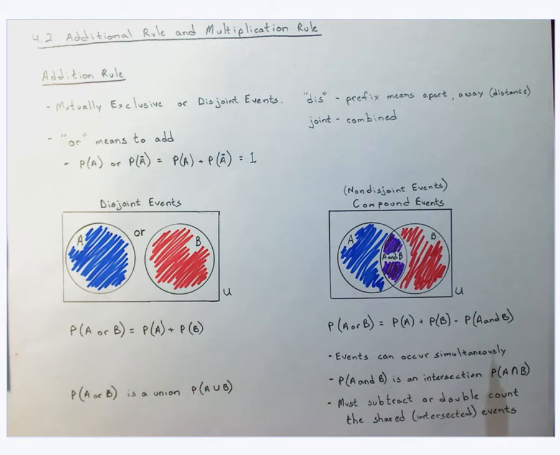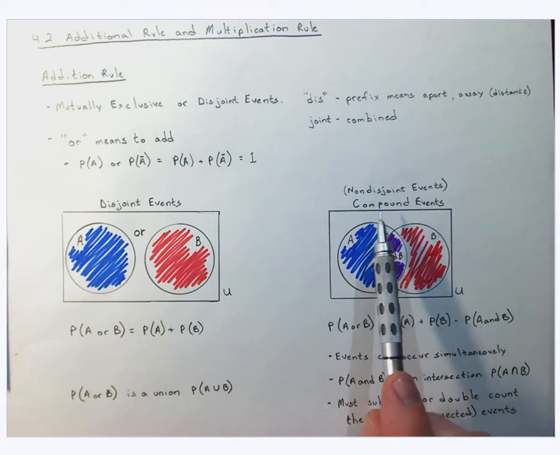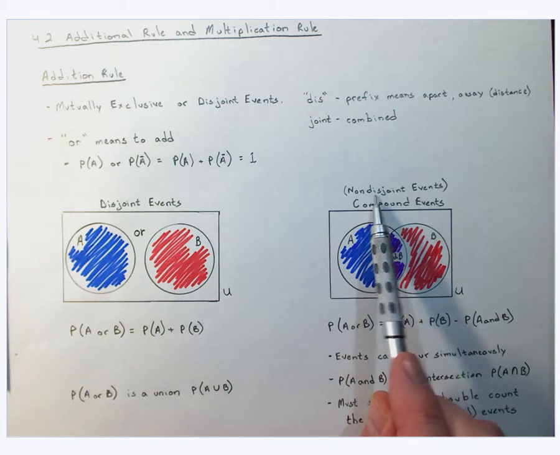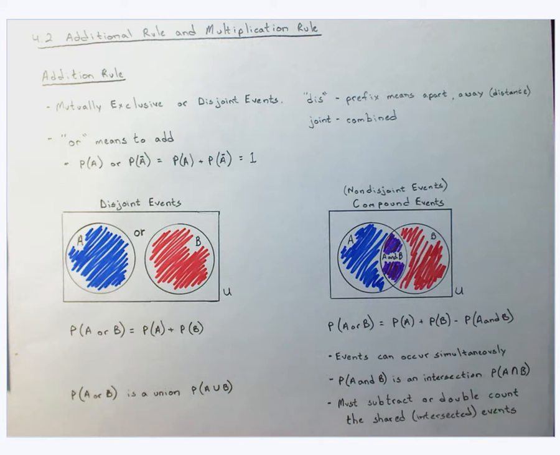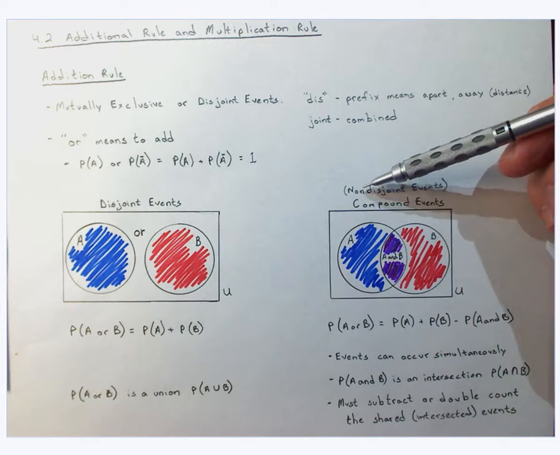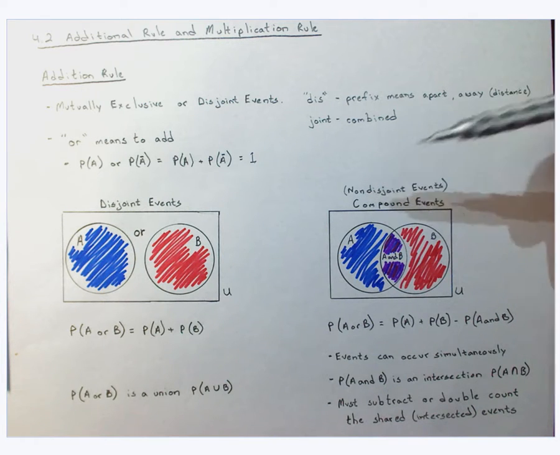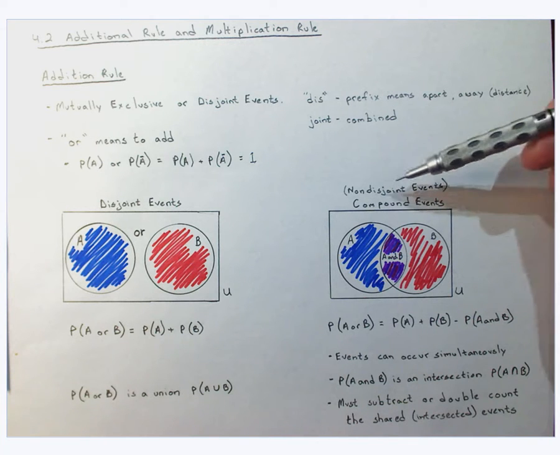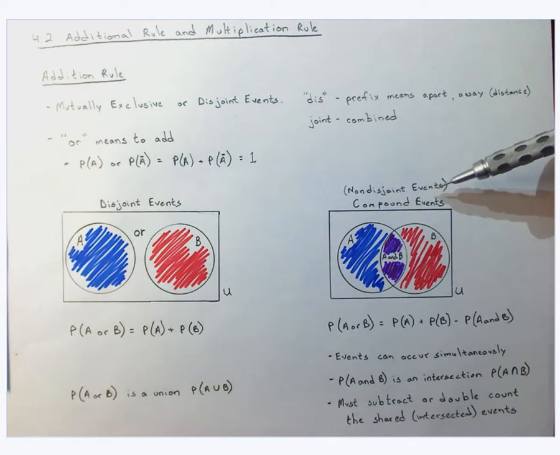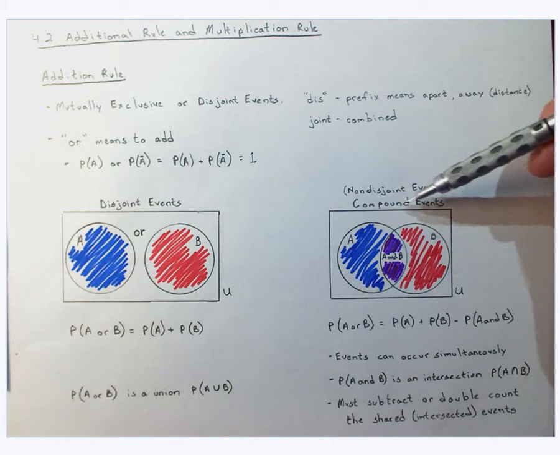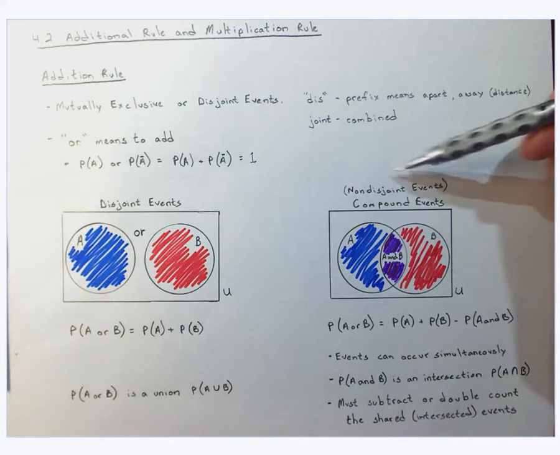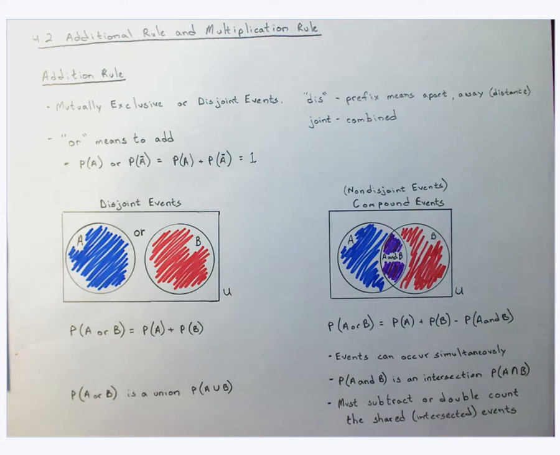But that's not the way it always is. We have what we call compound events, which are non-disjoint events. Again, statistics speak. Really, this is a double negative, correct? Dis means not, so not joint. So I guess that's how you turn around and say that these are joint events, whereas what we call them in statistics are compound events. You will also see non-disjoint events being used.